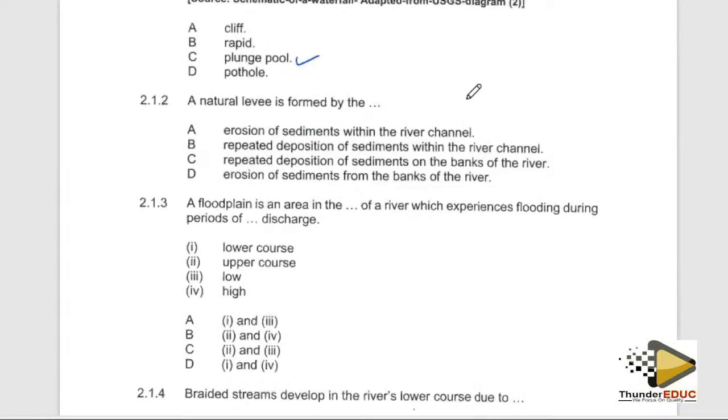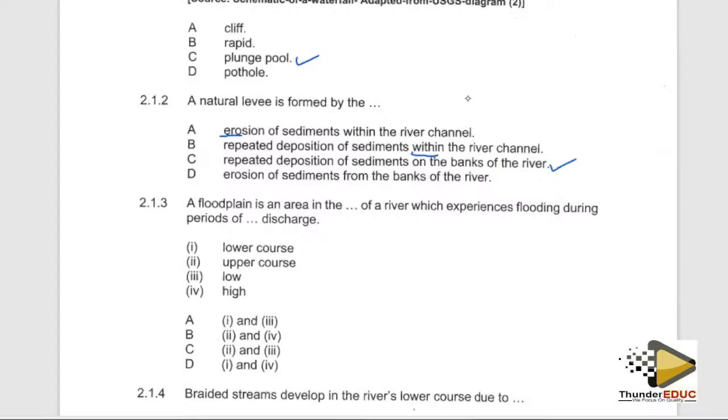2.1.2, a natural levee is formed by... A is out, because levees do not form by erosion. B, deposition of sediments within the river channel. No, it doesn't form within the river channel, which makes this false. C, repeated deposition of sediments on the banks, because we know that natural levees form at the river banks as a result of repeated flooding. It makes option C correct.